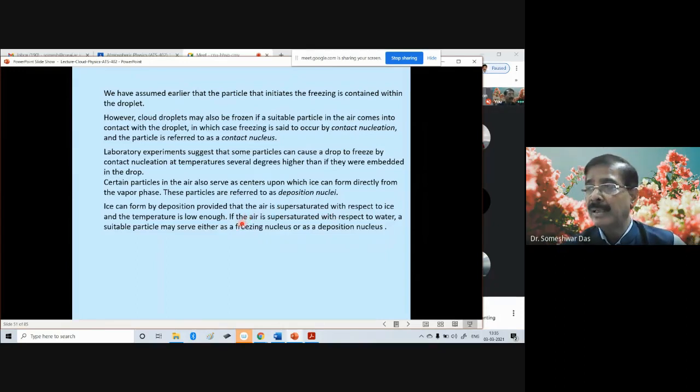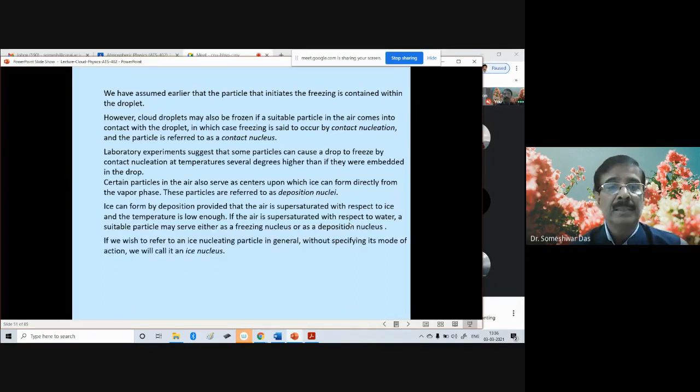In the case of a freezing nucleus, the supercooled water droplets coming into contact with such nuclei turn into ice, or freeze. So that means from liquid it is freezing to solid, right? Whereas in the case of deposition nuclei, even the water vapor which comes into contact with such nuclei immediately transforms into the solid phase. So this is called the deposition of ice, and such nuclei are called deposition nuclei. Right? So if we wish to refer to an ice nucleating particle in general, without specifying its mode of action, we will call it an ice nucleus. I mean, ice nucleus is a generalized term used for all kinds of nuclei which help in the formation of ice particles.